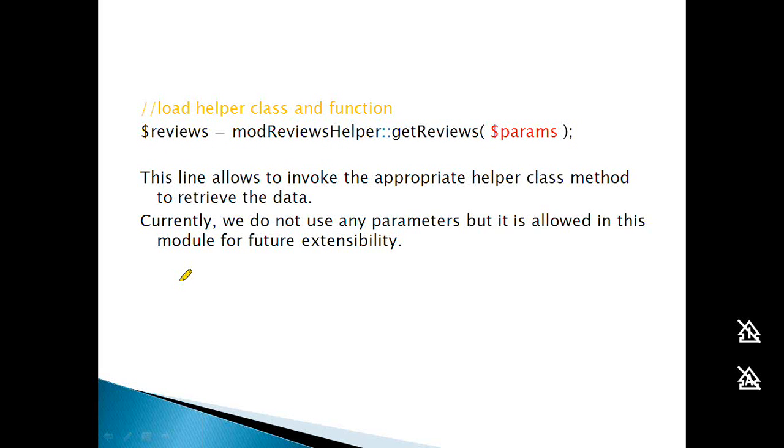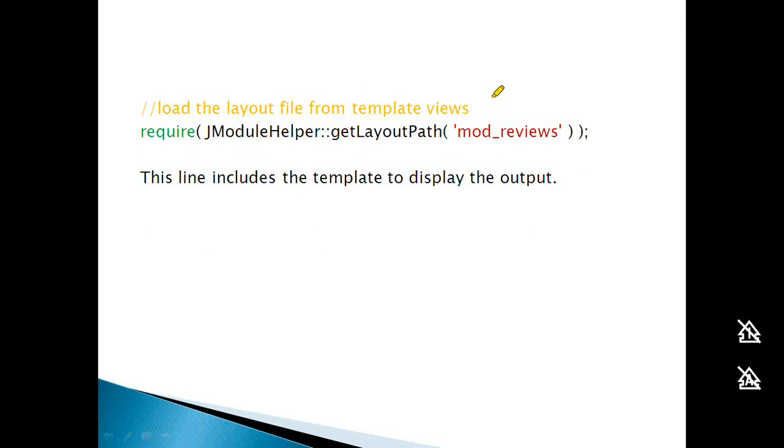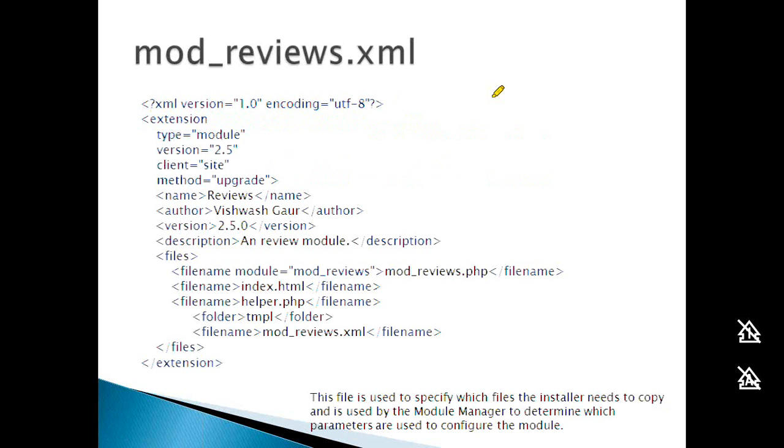Then the third line, which is here, allows us to invoke the appropriate helper class, and data is retrieved from it. As we have seen, the $reviews would contain the data which is invoked and retrieved from this particular class by using this method or function. And this is the final file to include the template, and it will be used to display the output. So we have completed one file, which is the mod_reviews.php, and the next is the mod_reviews.xml.